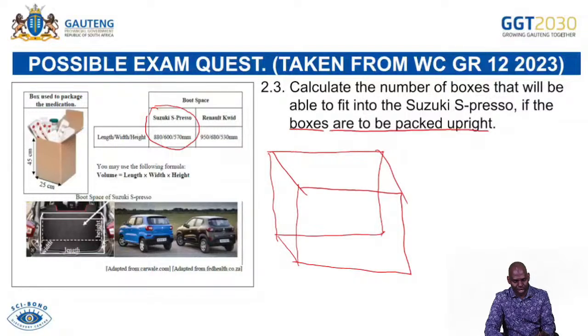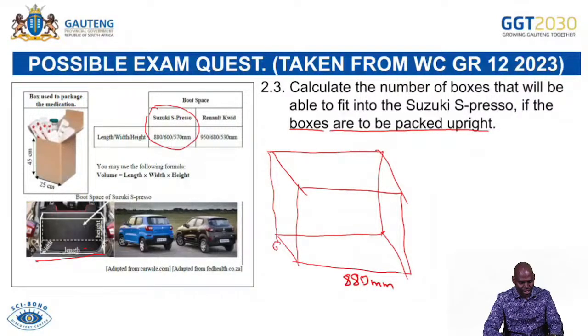Okay, that is my rectangular prism. They say the boot of the Suzuki Espresso is a rectangular prism, as indicated there. Then on this one, they say the length is 880 millimeters. And then I've got the width. In this case, they say the width is 600.